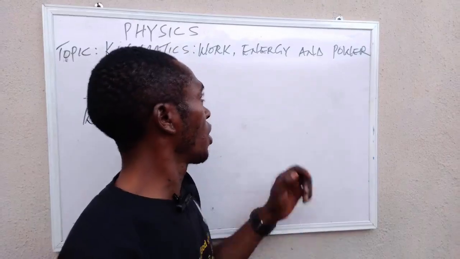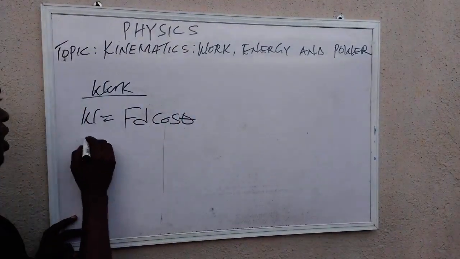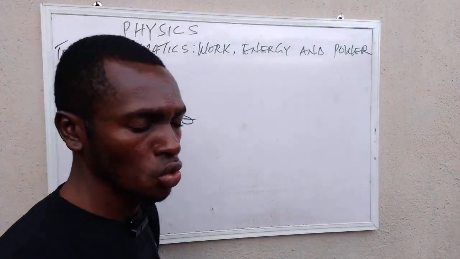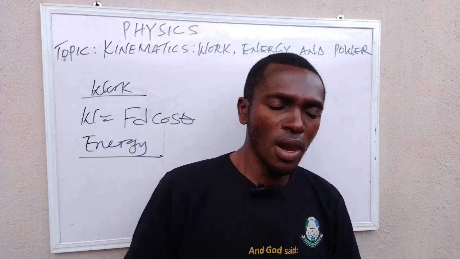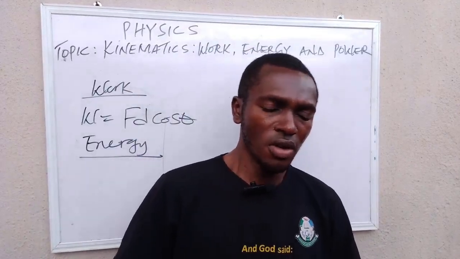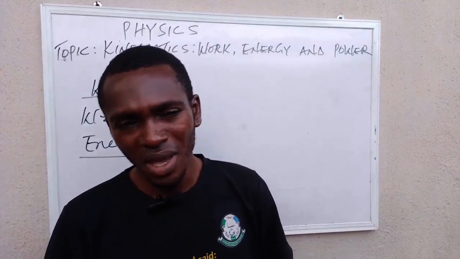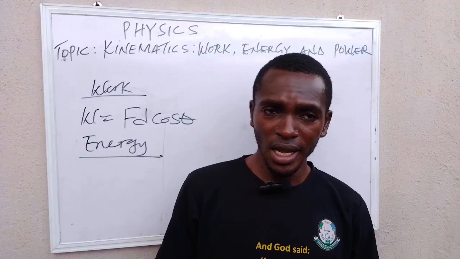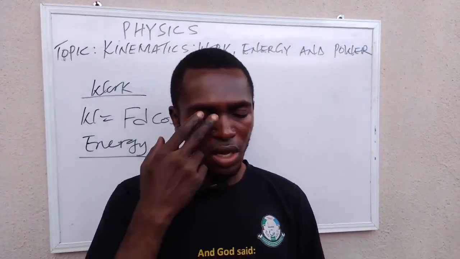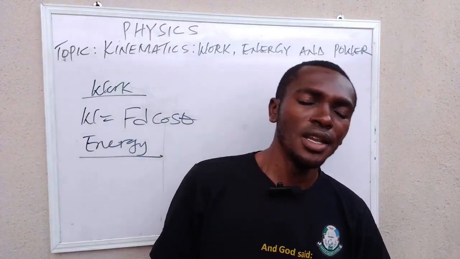Now, the next concept we're going to be looking at is energy. Energy is the capacity to do work, or the ability to do work. We're going to look at the two basic types of mechanical energy, because mechanical energy is the basic form of energy we must consider. Mechanical energy has two types.